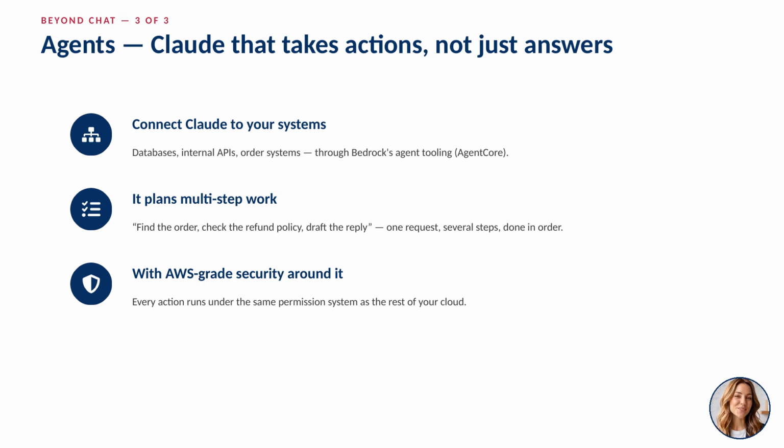And third, agents, where Claude goes from answering to actually doing. Through Bedrock's agent tooling, called Agent Core, you connect Claude to your real systems, a database, an internal API, your order platform. Then, a request like, handle this refund, becomes a plan. Find the order, check the refund policy, draft the customer reply. Several steps executed in sequence. This is where Fable 5's long-running abilities shine, by the way. And because it all runs inside AWS, every single action an agent takes is governed by the same permissions as everything else in your cloud. No rogue robot problem. It can only touch what you've allowed.